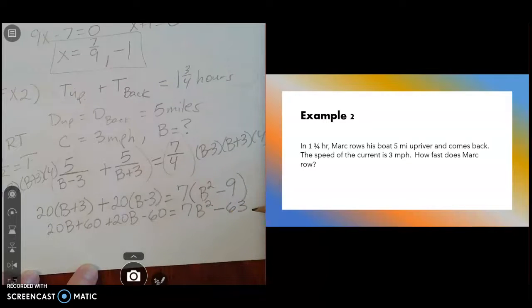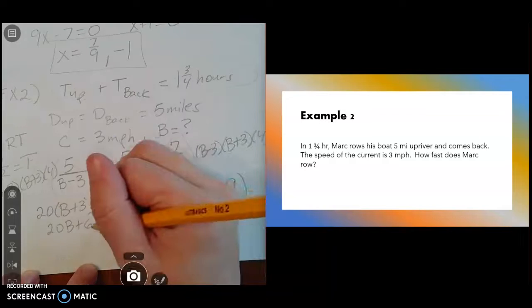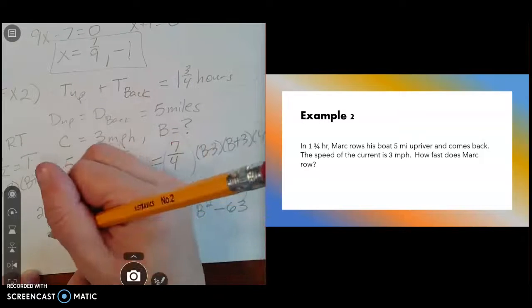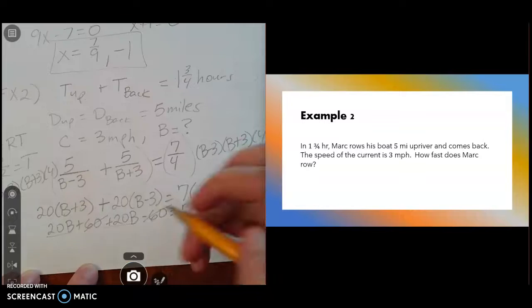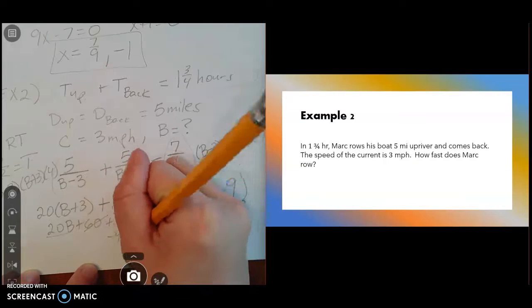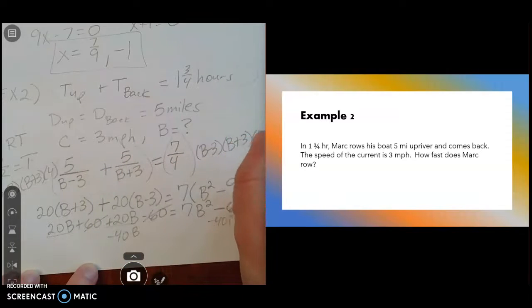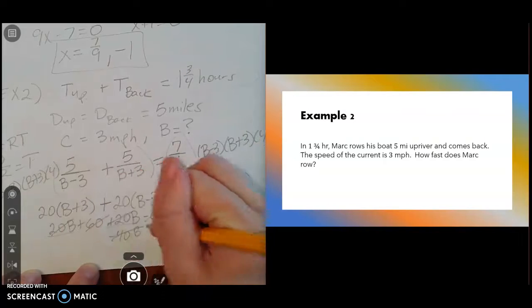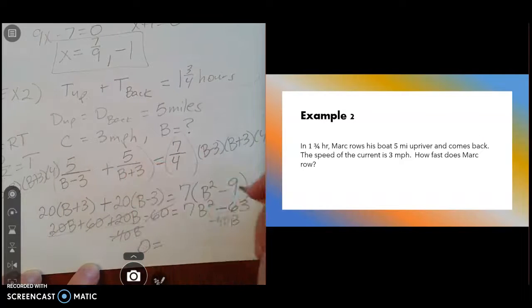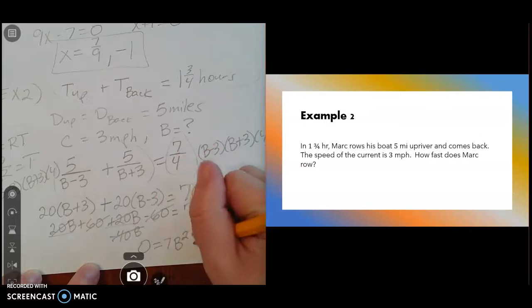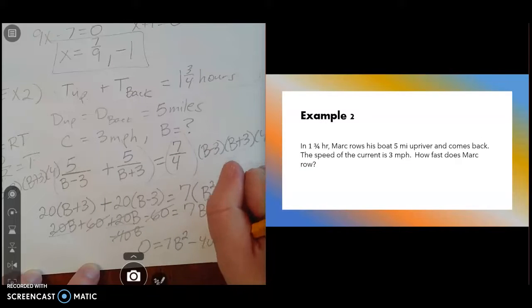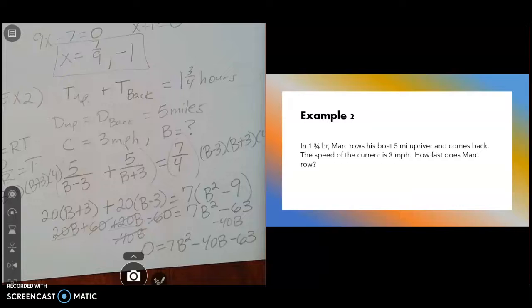We have a b squared right there. So let's see. The 60s are going to cancel out over here. 20b and 20b makes 40b. So if I want to get that on the other side, I'm going to subtract 40b from both sides of my equation. So then it equals 0. So now I'll have it in standard form, 7b squared minus 40b minus 63 equals 0.